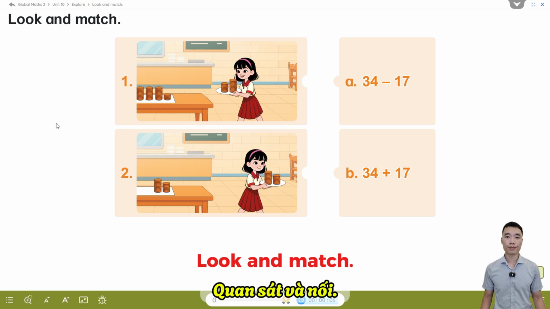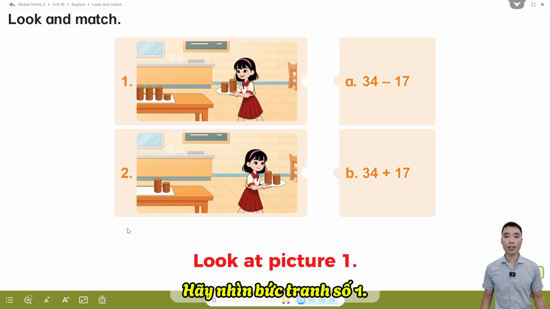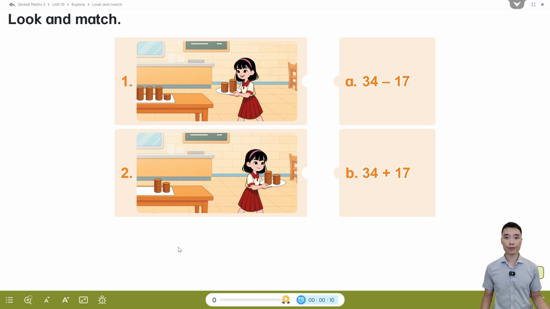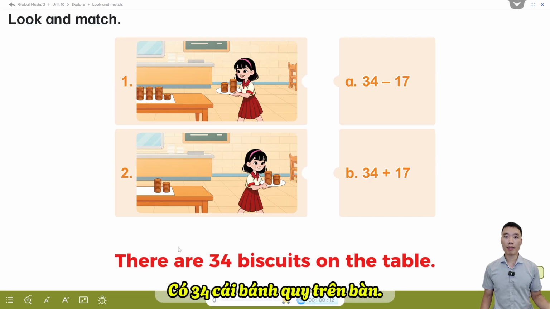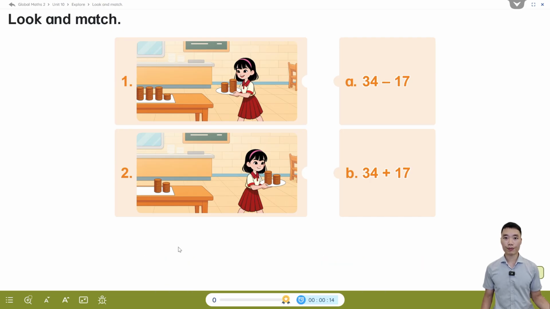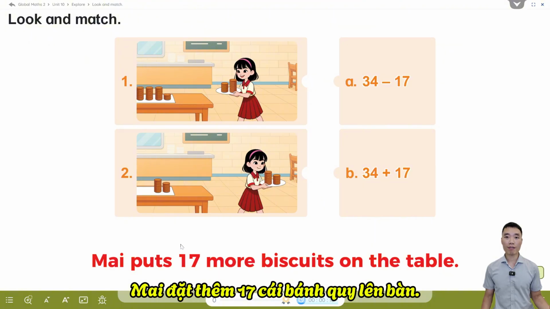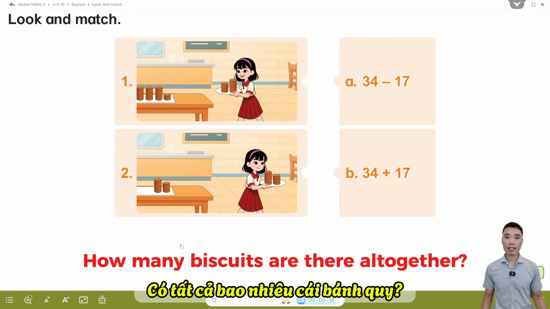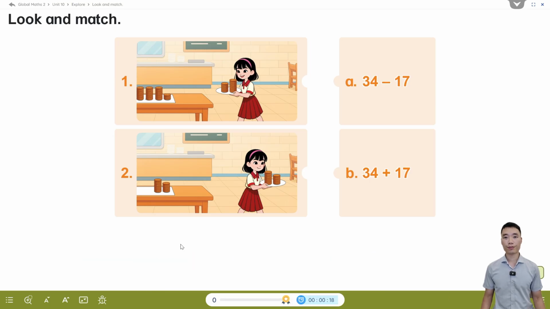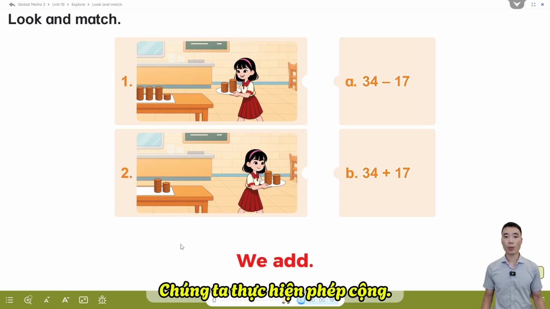Look and match. Look at picture 1. There are 34 biscuits on the table. Mike puts 17 more biscuits on the table. How many biscuits are there all together? We add.